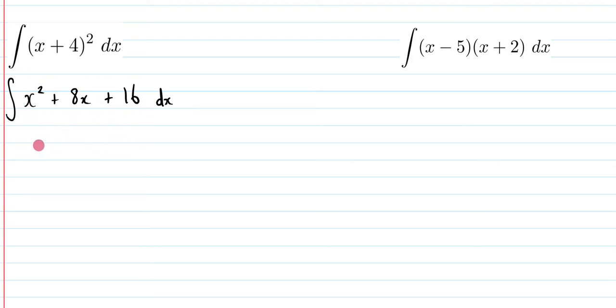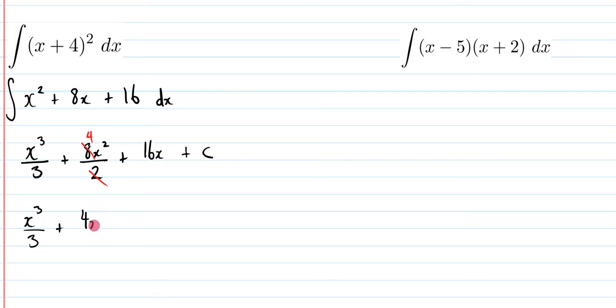And now I just have to treat each of these separately. So I'm going to get x to the 3 over 3 plus 8x squared over 2 plus 16x plus c. I would then clean this up. It's going to be x cubed. This right here will become, because I can divide both of these by 2, this will become 4. So I'm going to get 4x squared plus 16x plus c.